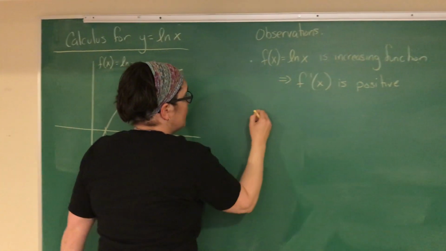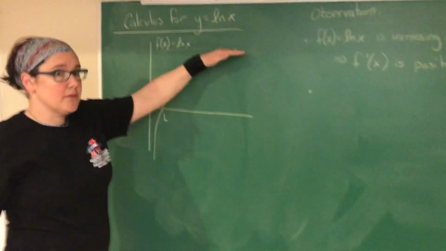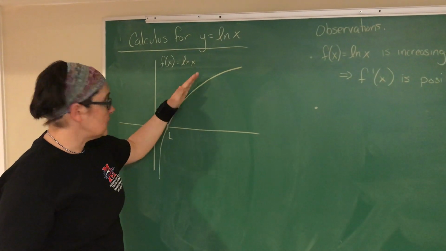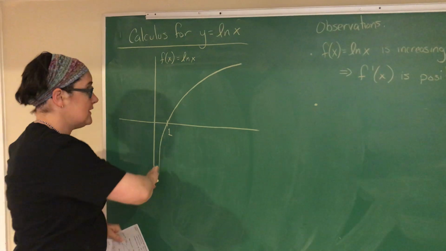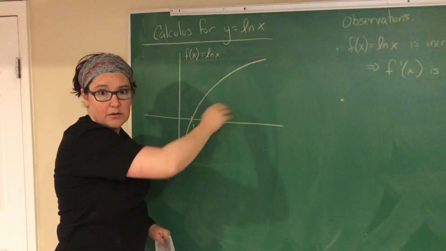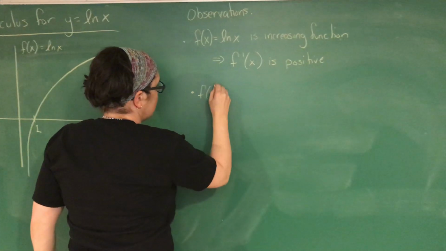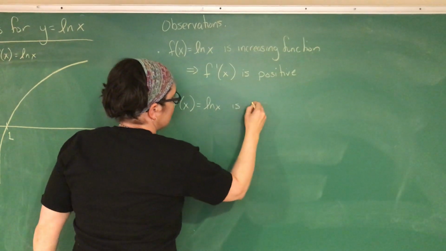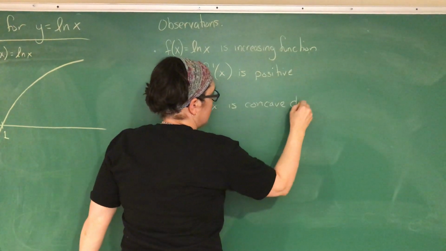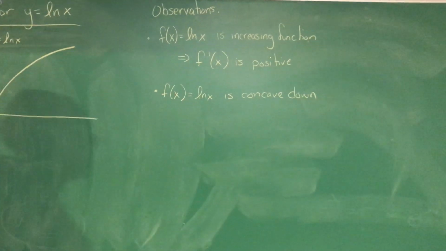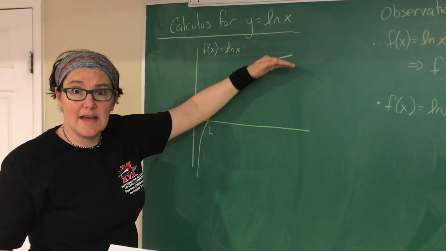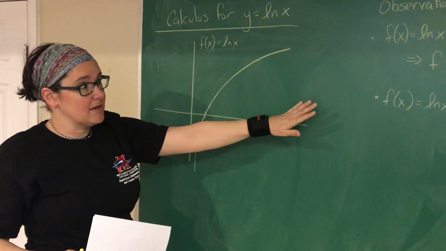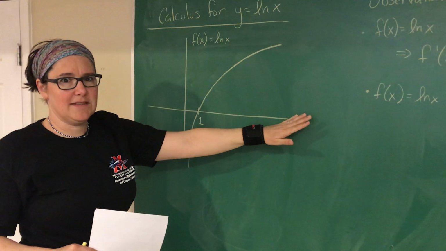Okay. Another observation is that when I look at this shape, the shape of this graph, if I were to draw tangent lines on this graph, the graph would always be below those tangent lines, which means that this graph is a concave down graph. So f of x equals natural log of x is concave down. And what we talked about last time is that this concave down shape, this sort of upside down u or lowercase n shape, we talk about that as concave down, and concavity is determined by the second derivative.